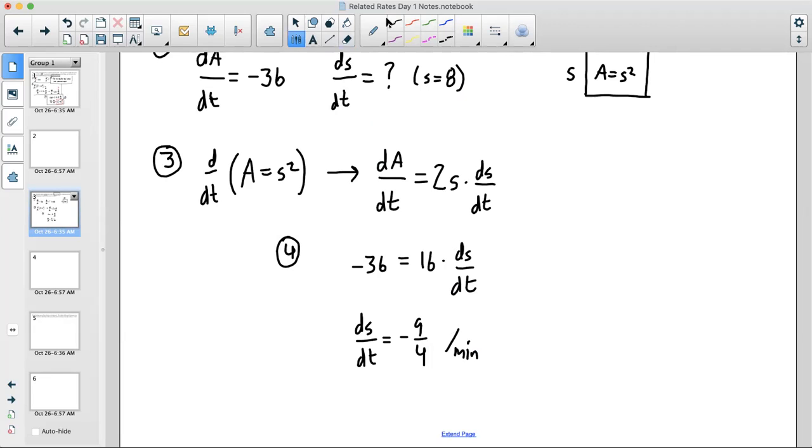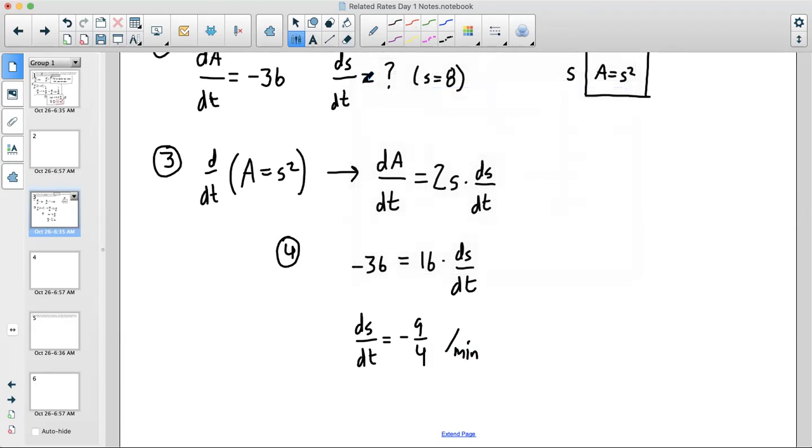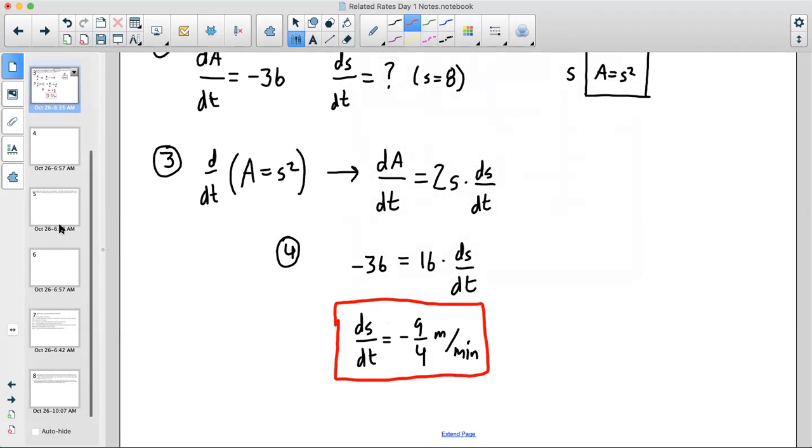So you pull the units out of the problem. It tells you what the units are supposed to be. Meters per minute. That's how we do these. This is your answer. It's not so bad, right? Negative 9/4 meters per minute. So that's an example. I can do one more, I suppose.